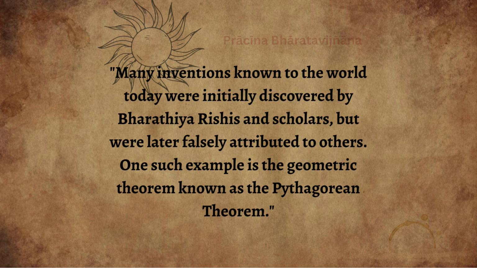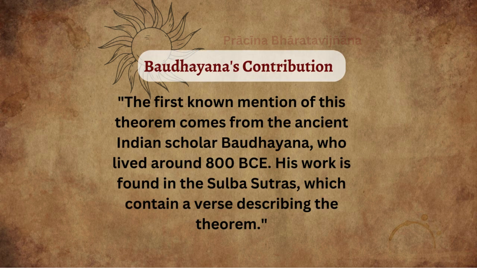Many inventions known to the world today were initially discovered by Bharathiya Rishis and scholars, but were later falsely attributed to others. One such example is the geometric theorem known as the Pythagorean theorem. The first known mention of this theorem comes from the ancient Indian scholar Bharathiya, who lived around 800 BCE. His work is found in the Sulba Sutras, which contain a verse describing the theorem.